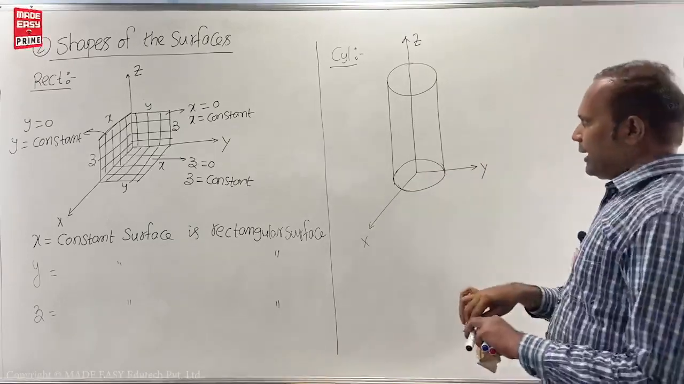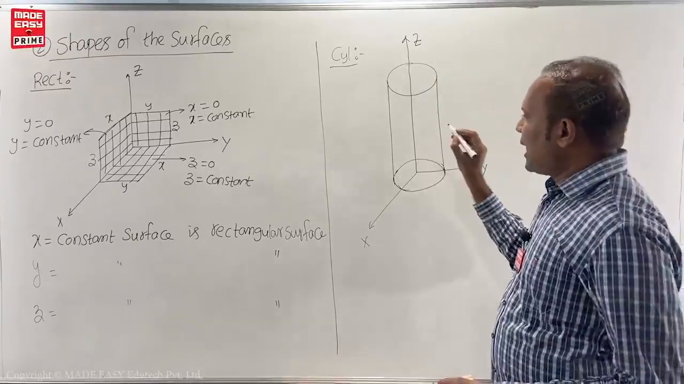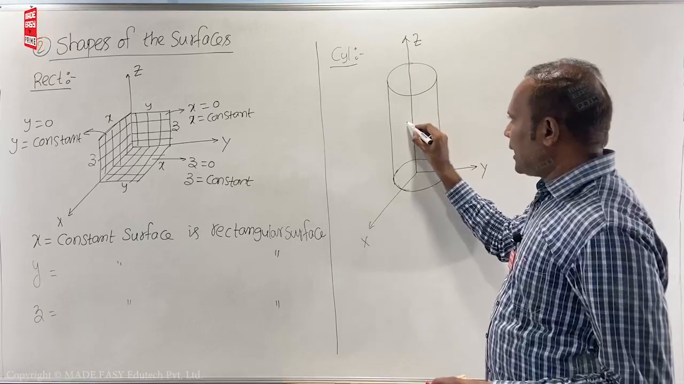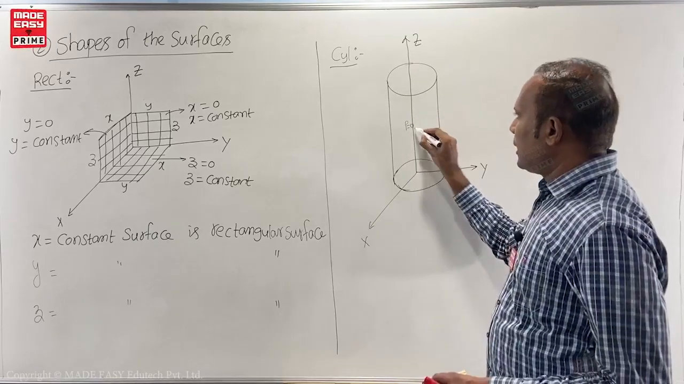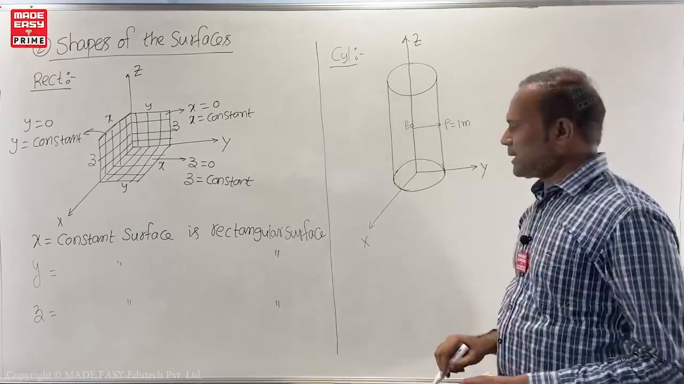If you see carefully, radius measurement starts from z axis. So that is why here radius is 0. Then you go like this. For example, radius is 1 meter, let us say 1 meter cylinder.